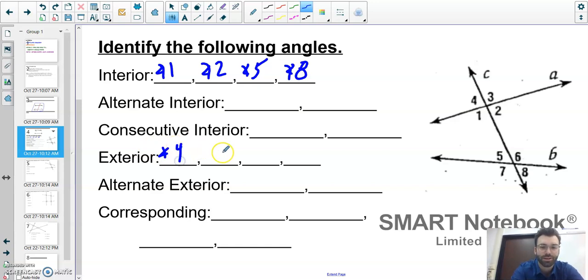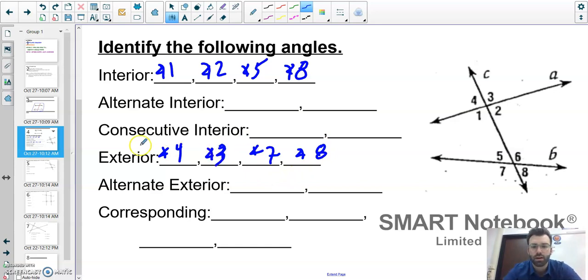Angle 4, angle 3, that's a 3. This is supposed to be a 7. 7, and angle 8. Okay, that's a 3. Can you tell?